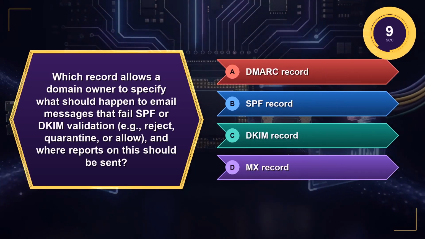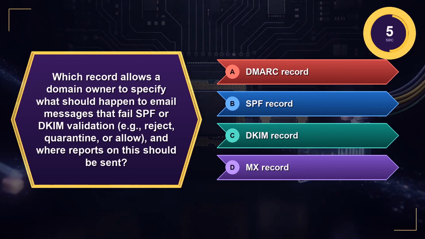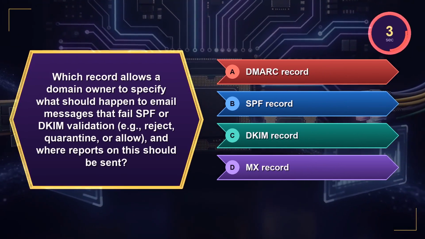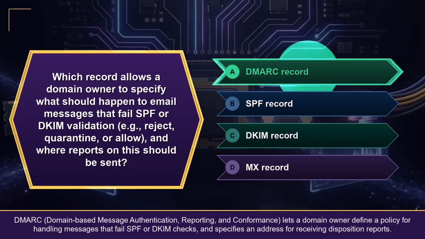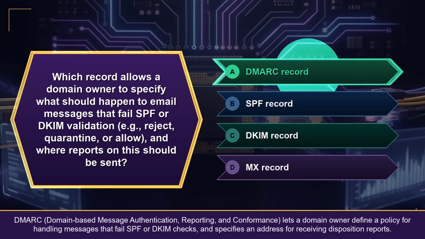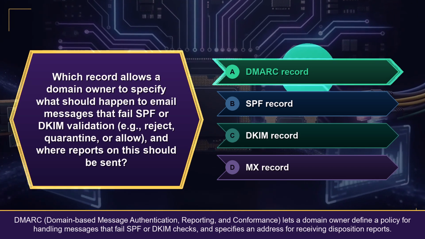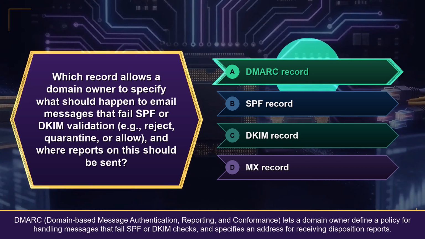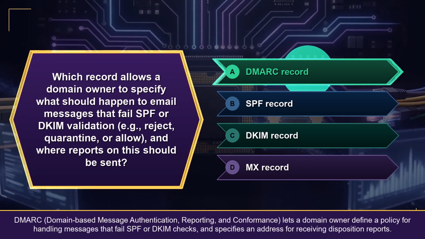Which record allows a domain owner to specify what should happen to email messages that fail SPF or DKIM validation, e.g., reject, quarantine, or allow, and where reports should be sent? DMARC, domain-based message authentication, reporting, and conformance, lets a domain owner define a policy for handling messages that fail SPF or DKIM checks, and specifies an address for receiving disposition reports.